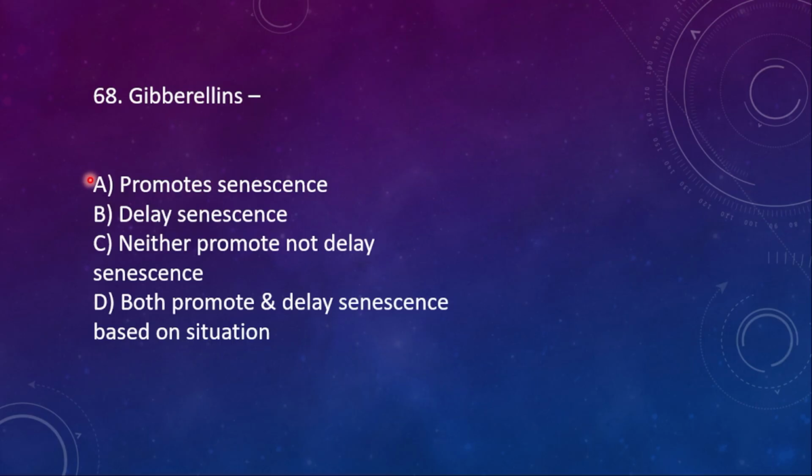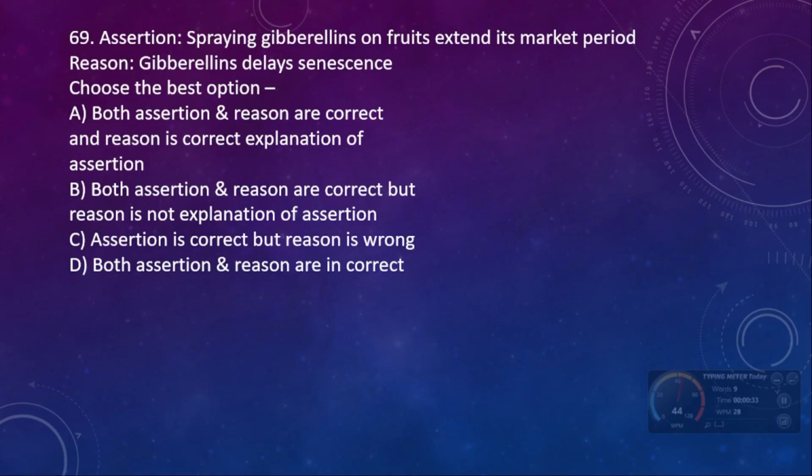68. Gibberellins. A. Promote senescence. B. Delay senescence. C. Neither promotes nor delays. D. Both promote and delay the senescence based on the situation. So here the right option is: it delays senescence. Next question, question number 69.